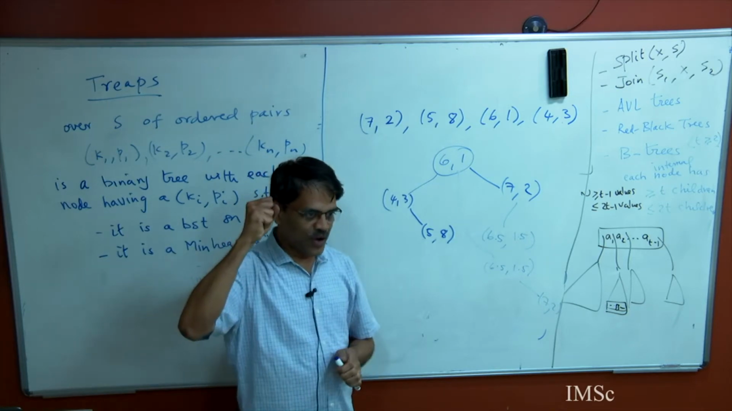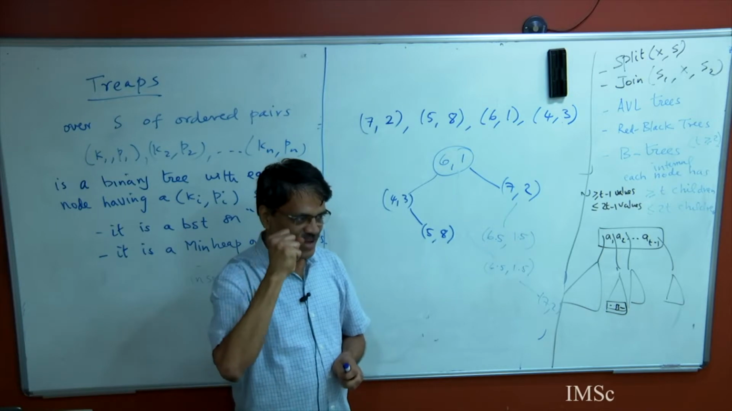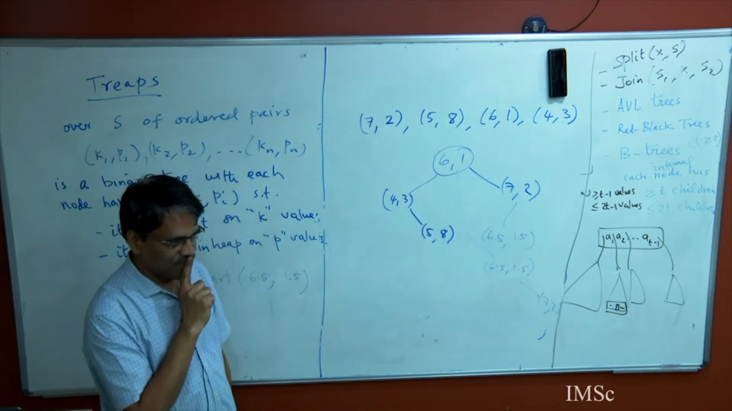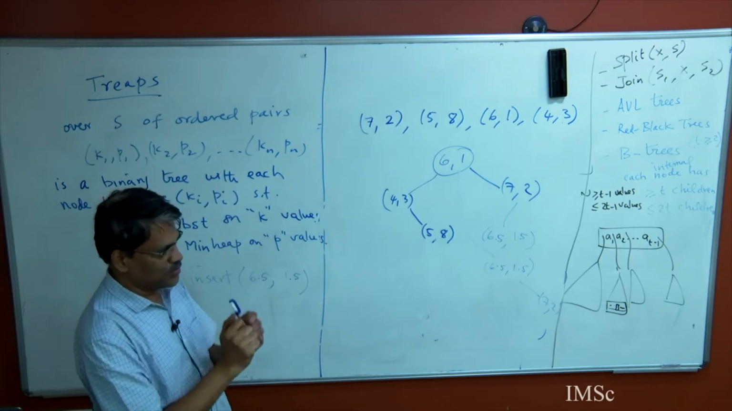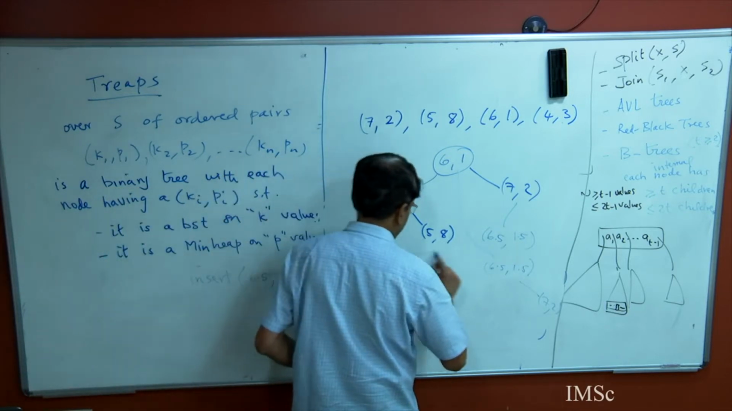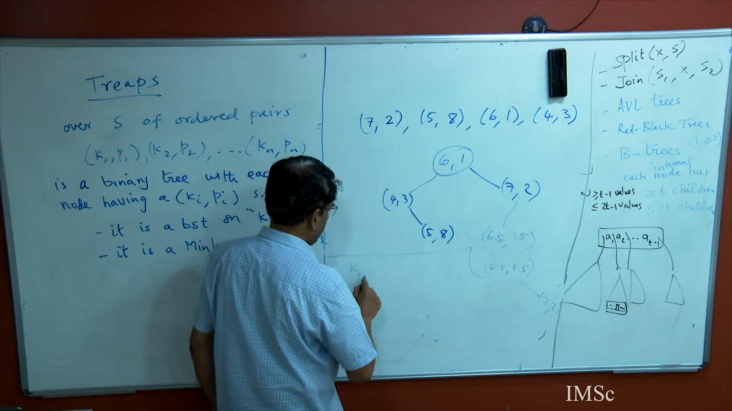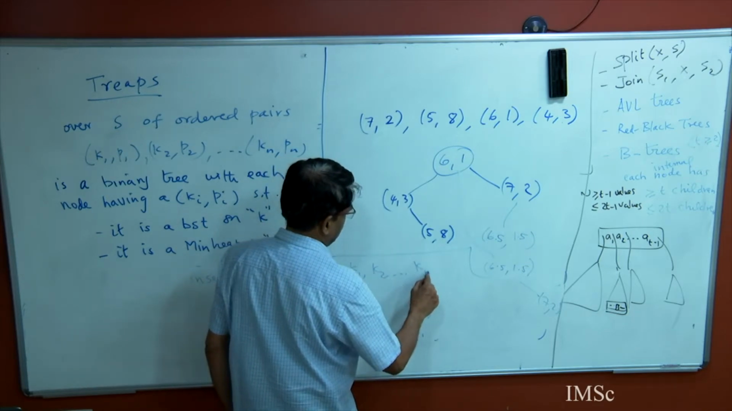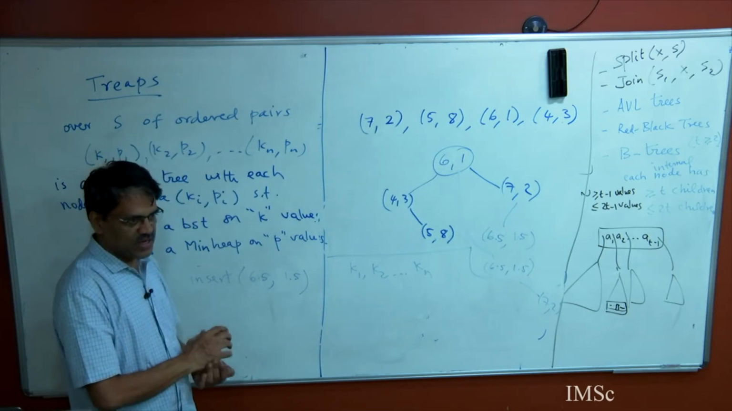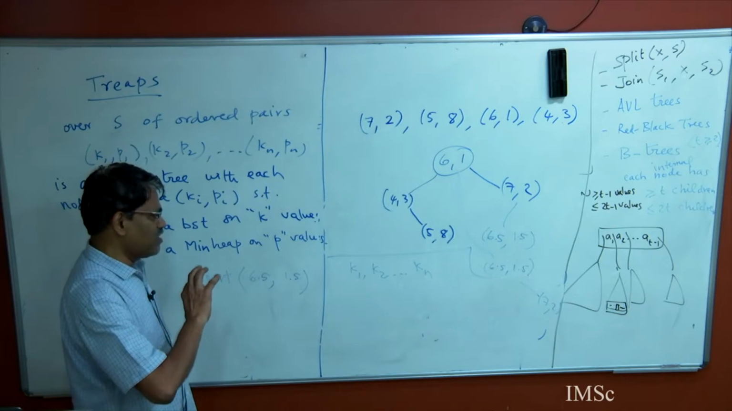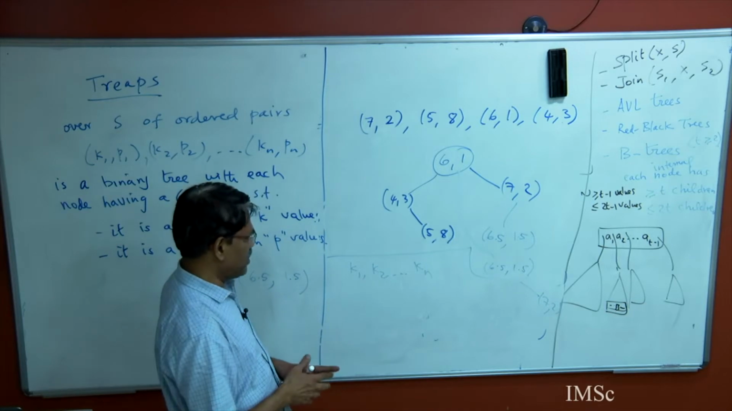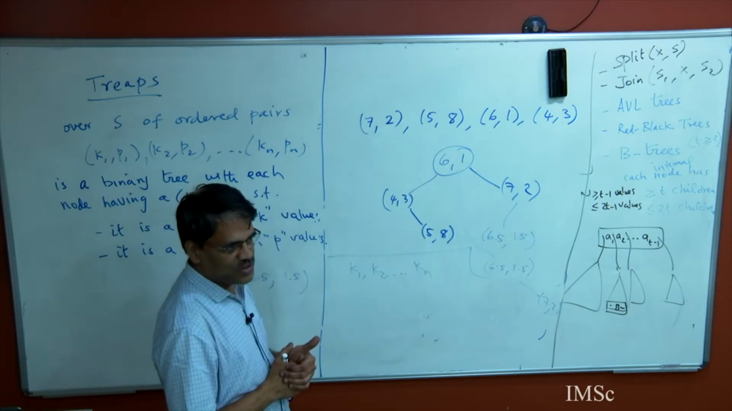I would get a random priority. I just pick a random number between 0 and 1 or something. So what am I saying? I have keys K1, K2, up to Kn coming in one by one, and I want to insert them into my binary search tree. But I don't want to insert them like this. I want a random permutation and then insert it. That will have the nice property. But I don't have all the keys in advance, so I can't do a random permutation.